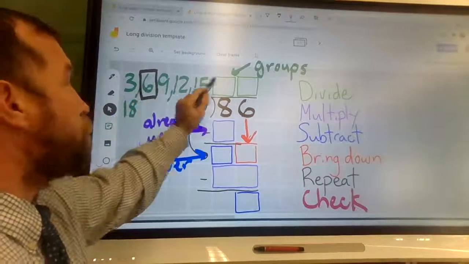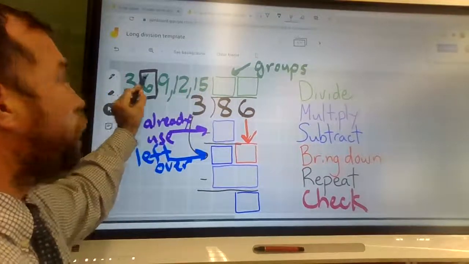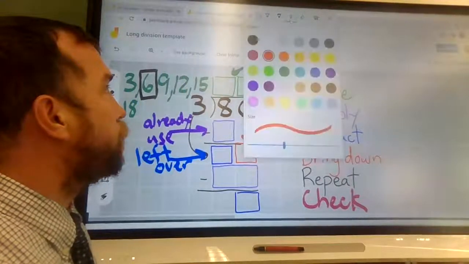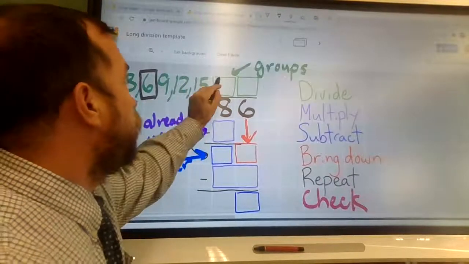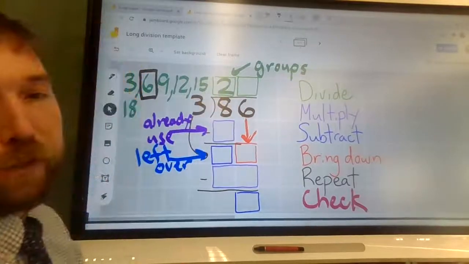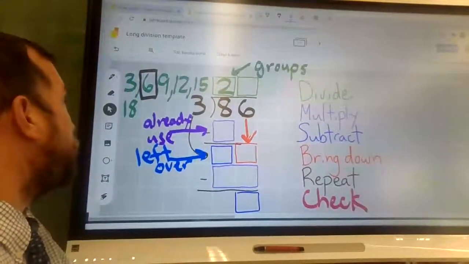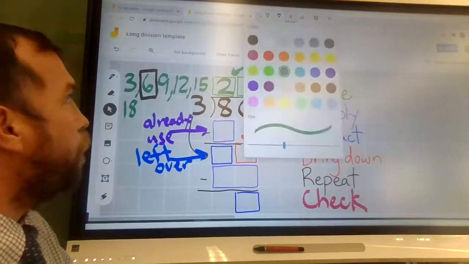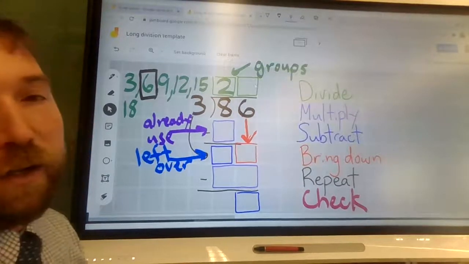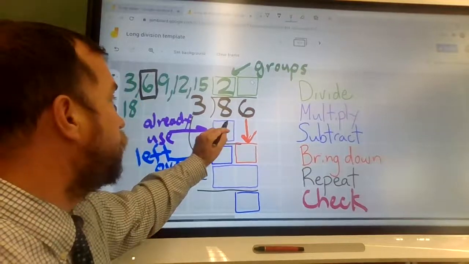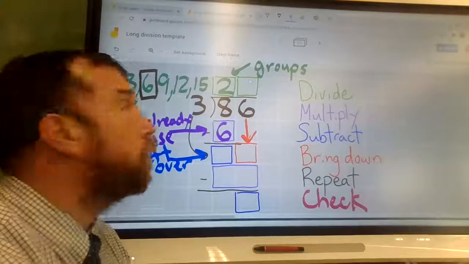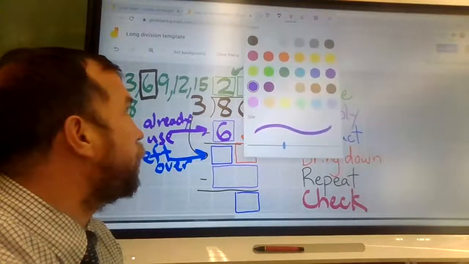Again, 6 is not what we're going to put up here. That's 1, 2 groups. And so remember, groups goes up top. We made 2 groups of 3. 6, that's the number that I'm going to use down here. How many did I use so far? I have already used 6 out of 8. So again, how many do I have left over? That's my subtract.